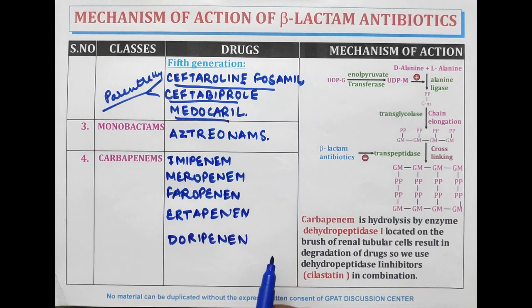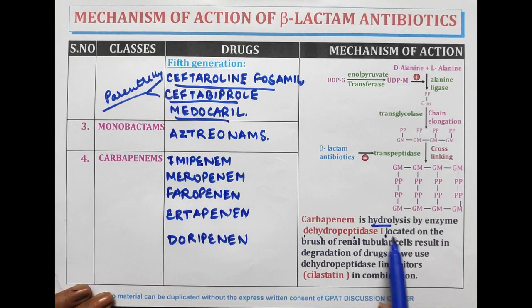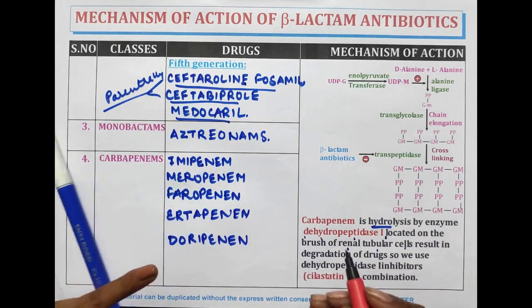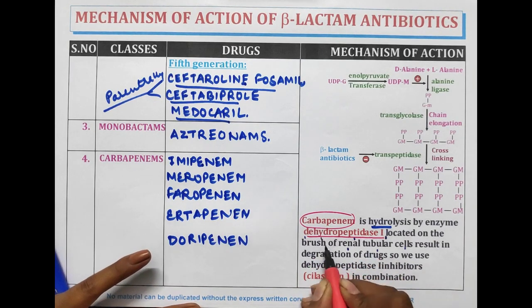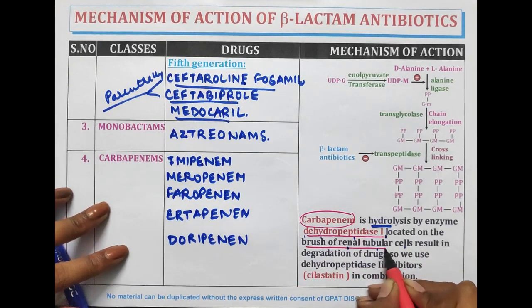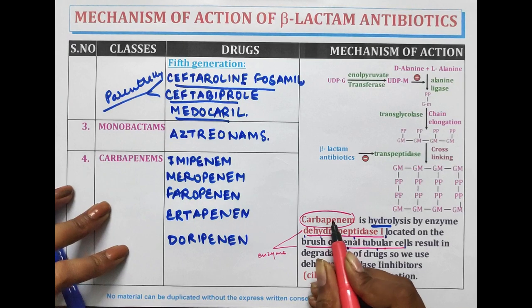The mechanism of action: carbapenem is hydrolyzed by the enzyme dehydropeptidase 1, located on the brush border of renal tubular cells, which results in the degradation of carbapenem. The mechanism of action of carbapenem is slightly different from other antibiotics of the beta-lactam category. The carbapenem drug is hydrolyzed by the enzyme dehydropeptidase 1, which is present in our body, in the brush border of renal tubular cells. This enzyme hydrolyzes the carbapenem drug.